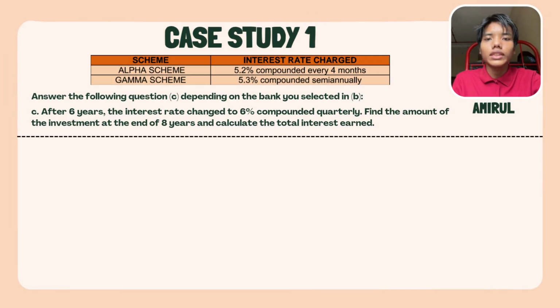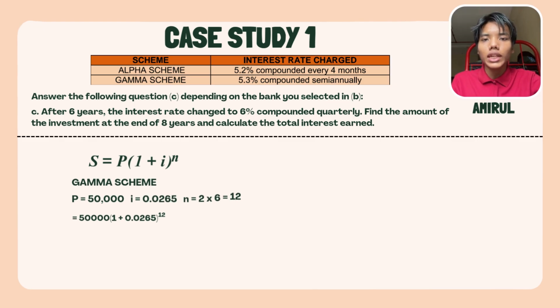457.81. After 6 years, the interest rate changed from 5.3% compounded semi-annually to 6% compounded quarterly. Find the amount of the investment at the end of 8 years and the total interest earned. So we use the formula S equals P bracket 1 plus I, bracket power of N. And P is 50,000 ringgit, I is 0.0265 and N is 12. So we get 68,434.87. And we make it the new principal.